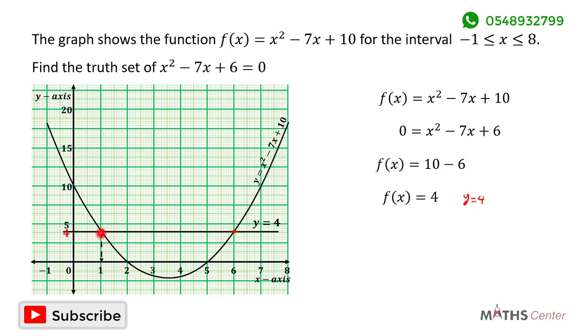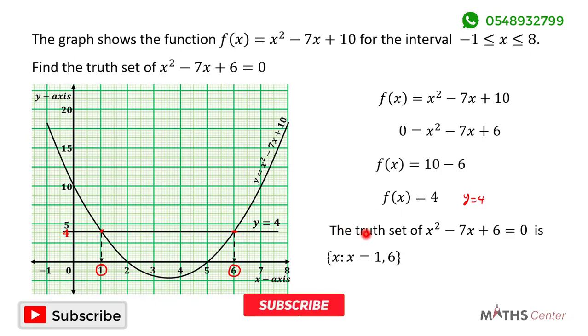So to get them, we will trace the first one to the x-axis, and we will trace the second one to the x-axis. When we trace the first one to the x-axis, the x coordinate we are getting there is 1. And when we trace the second one also to the x-axis, the x coordinate we are getting there is 6. What it means is that the truth set of the equation x squared minus 7x plus 6 is x such that x is equal to 1 and 6.